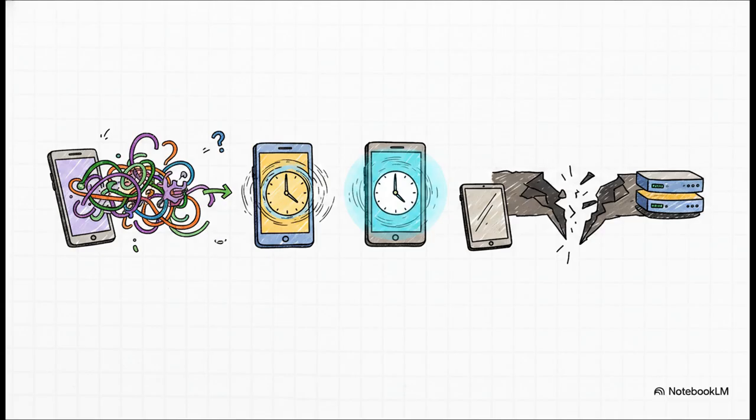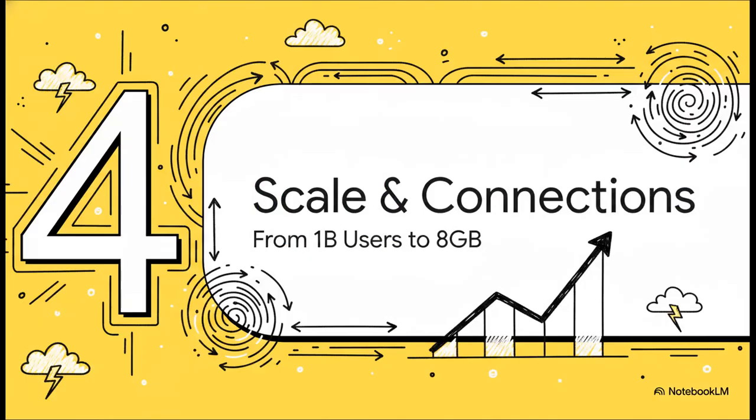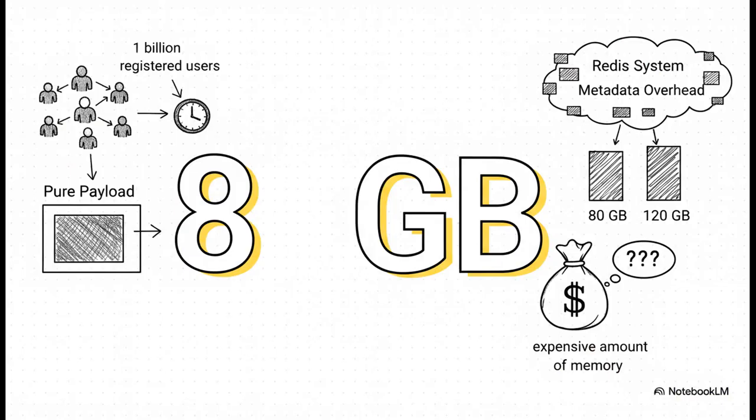These are the gritty details that separate a really robust sketch from a fragile one. Let's transition over to scaling and see what happens to our naive sketch when we hit massive scale constraints. Time for some quick back-of-the-envelope math. Storing a tiny 8-byte timestamp entry for 1 billion registered users equals roughly 8 gigabytes of pure payload. And if you factor in metadata overhead in a system like Redis, that inflates to anywhere from 80 to 120 gigabytes. That is an insanely expensive amount of memory just to track who happens to be online.